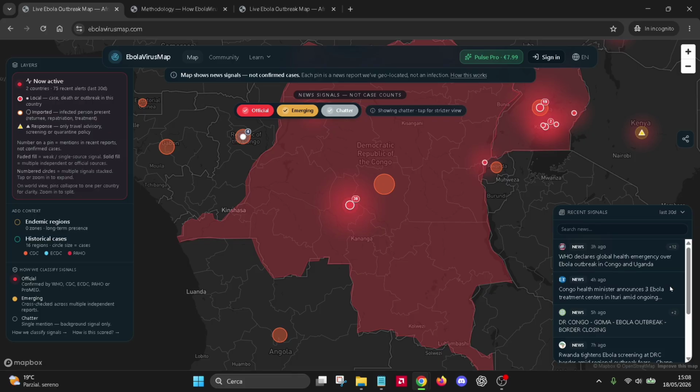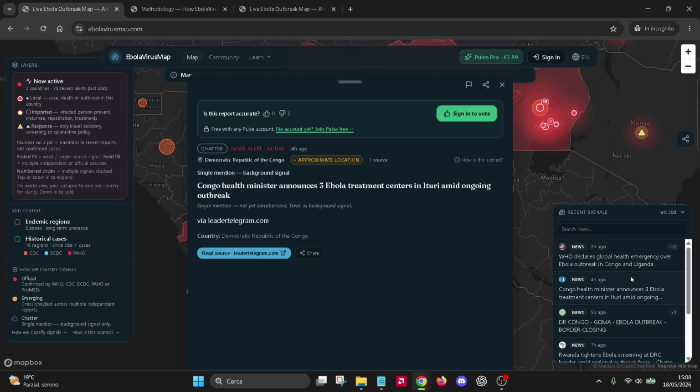Ultimately, the greatest value of this platform is not the map itself. It is the perspective the map provides. Each marker represents a piece of information. Taken individually, those pieces may seem limited. Taken together, they reveal a broader picture of surveillance, response, and global health awareness.